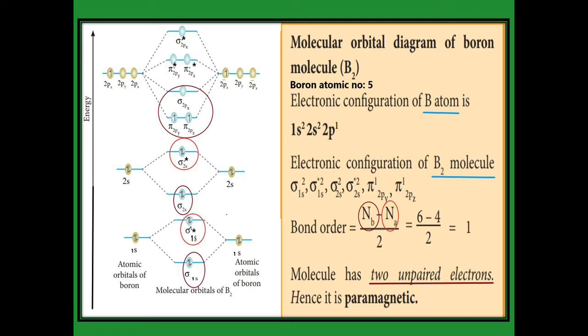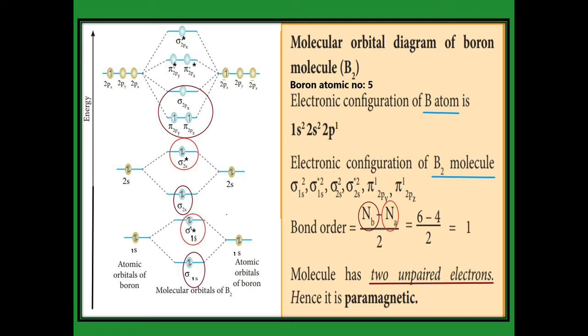Now see the molecular orbital order. First, the pi 2py and pi 2pz. Afterward only we get sigma 2px. In the same way, in the anti-bonding molecular orbitals also, pi star 2py, pi star 2pz, and afterwards sigma star 2px. Now in the atomic orbital 2p, how many electrons are present?